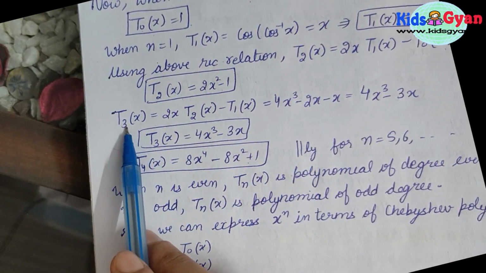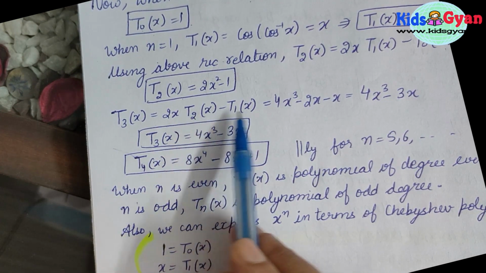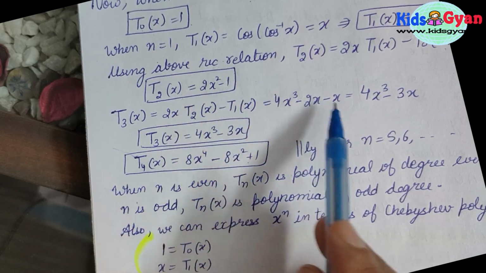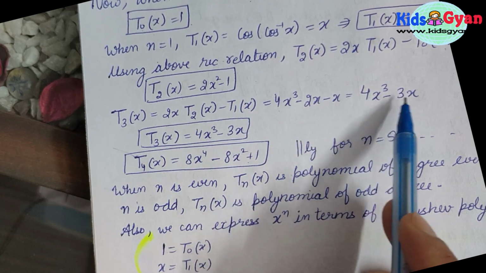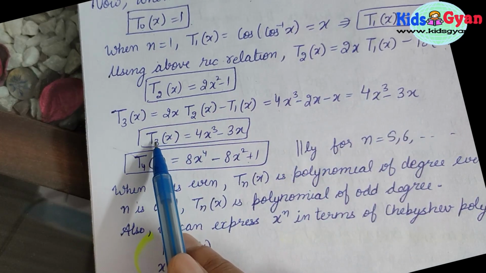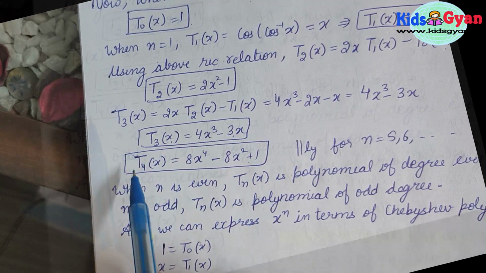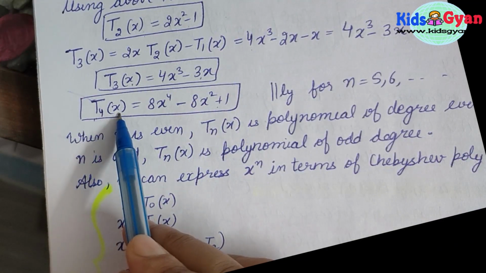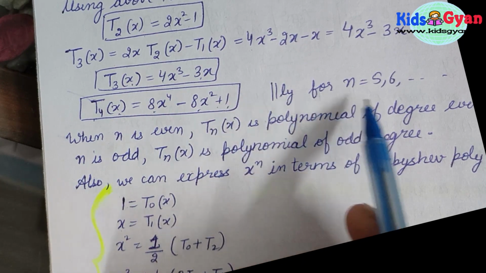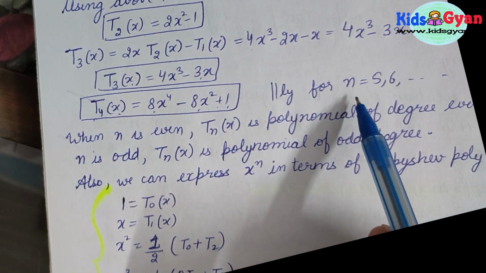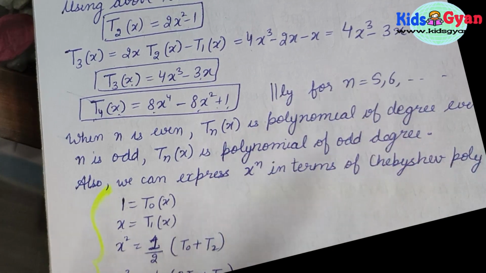Similarly, we can find T3(x): 2x T2(x) minus T1(x). If we put in all these values, we get 4x cube minus 2x minus x, that is 4x cube minus 3x. So T3(x) is 4x cube minus 3x. Similarly, we can find T4(x), which is 8x to the power 4 minus 8x squared plus 1. And similarly, we can find all these values for n equal to 5, 6, 7 and so on.